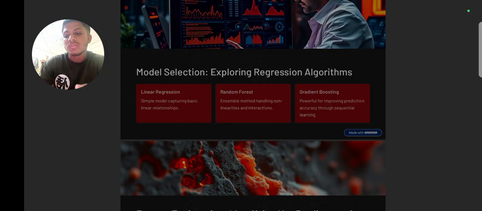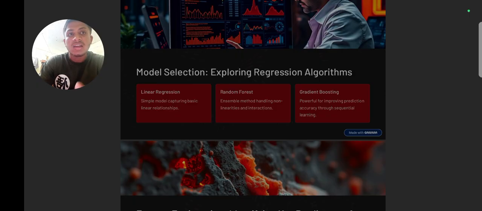Fourth one, lasso regression. Lasso, least absolute shrinkage and selection operator regression, is similar to ridge regression but uses L1 regularization. It adds a penalty equal to the absolute value of the coefficients, which can lead to a sparse model where some coefficients are exactly zero. This helps with feature selection by automatically eliminating irrelevant features.